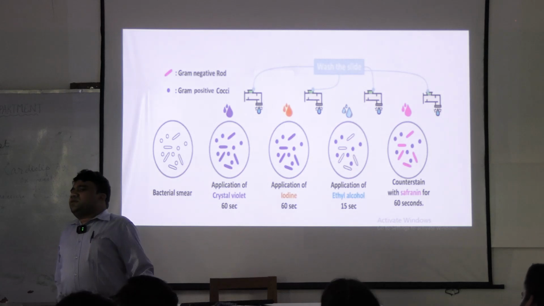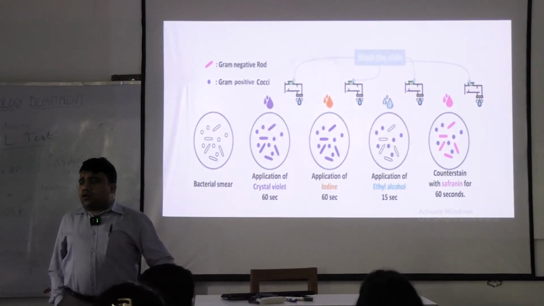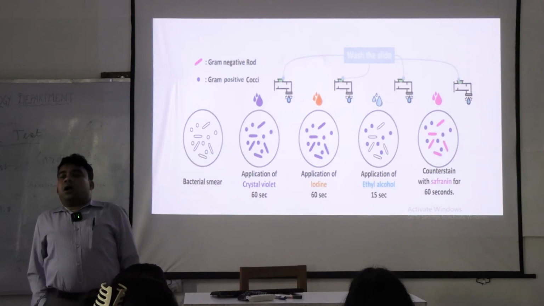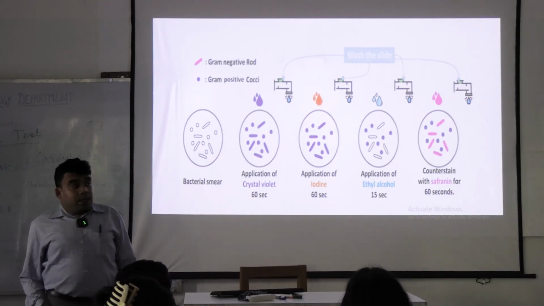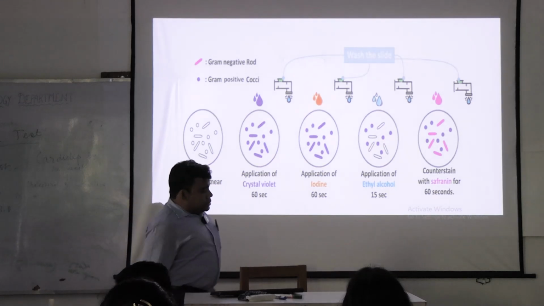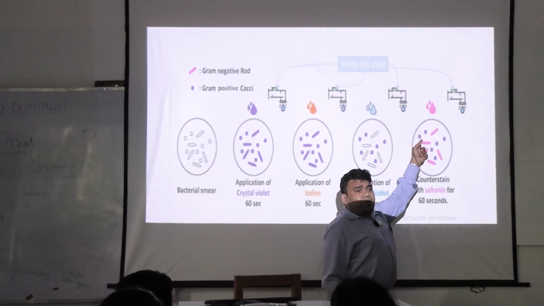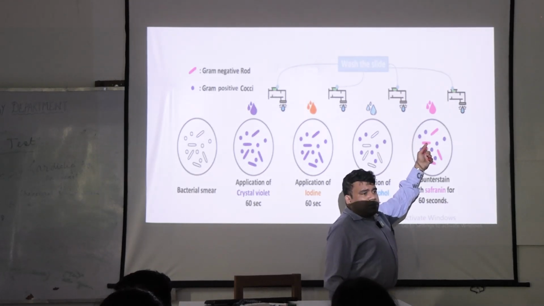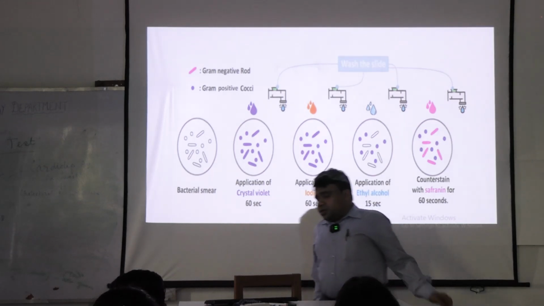After application of safranin for 30 seconds, wash off the excess stain, dry the slide and observe it under the microscope, under the oil immersion lens. Okay. What will you observe? Some bacteria will take up and retain the primary stain, which will be gram positive. Some will lose the primary stain and take up the secondary stain. It will be gram negative.